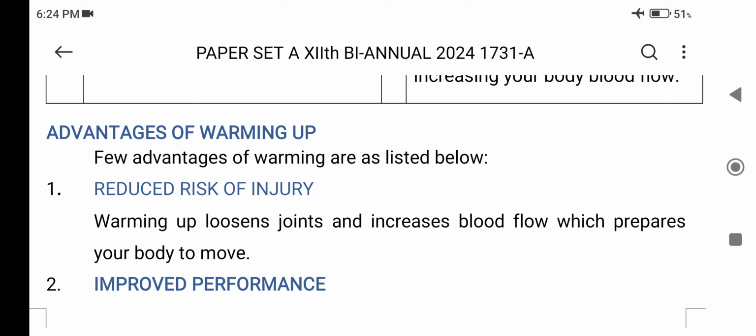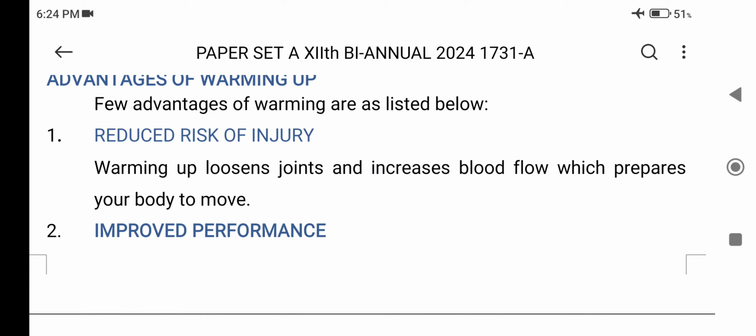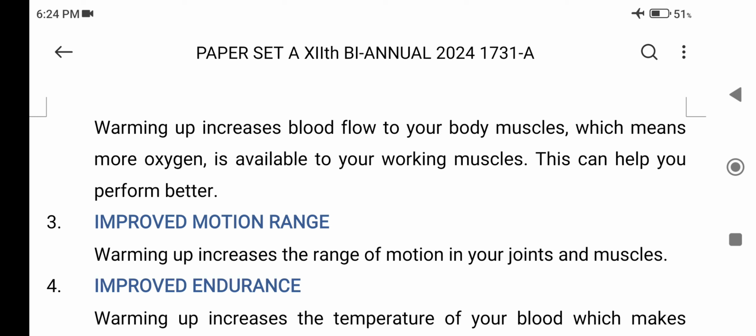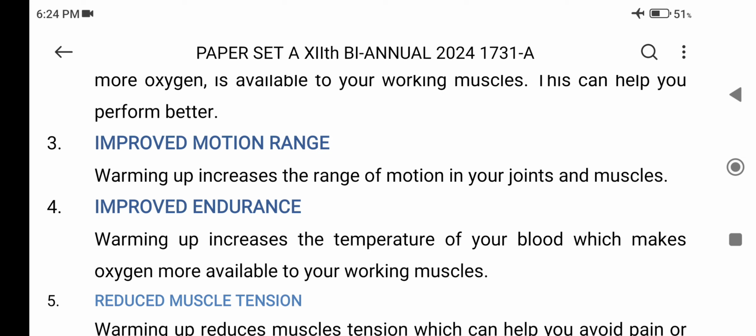Advantages of warming up. A few advantages of warming up are as listed below. Number 1, reduced risk of injury. Warming up loosens joints and increases blood flow, which prepares your body to move. Number 2, improved performance. Warming up increases blood flow to your muscles, which means more oxygen is available to your working muscles. This can help you to perform better.